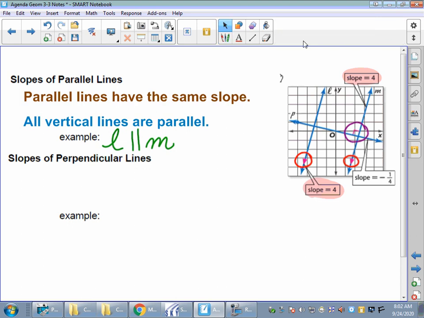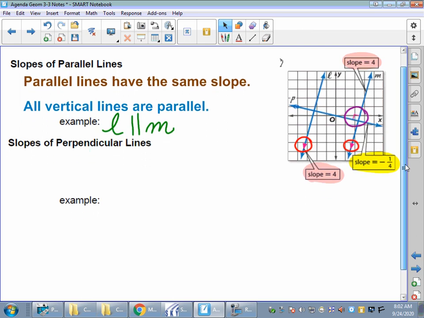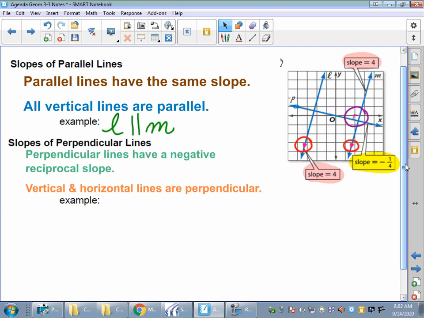So if I compare my slope from my perpendicular line, this negative 1/4, to the slopes of the two parallels, 4, there is a pattern here. I don't know if you know it. I hope you do. But perpendicular lines have a negative reciprocal slope. Be careful on the negative. It means opposite. I'll put opposite in parentheses here.